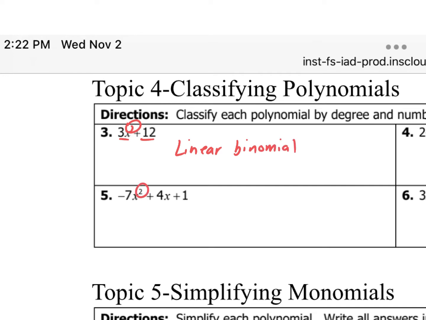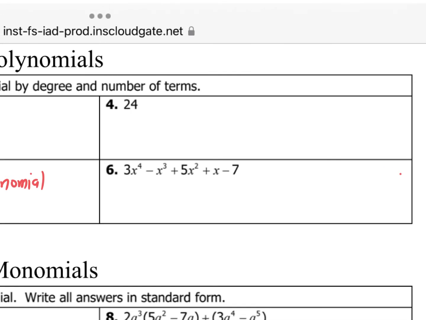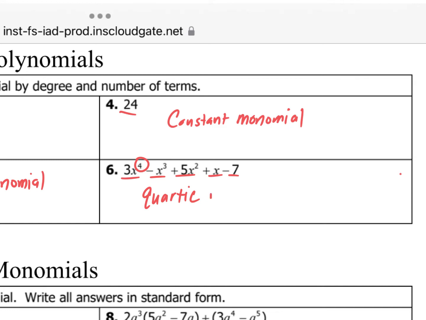Number 5, the highest exponent is 2, so that's quadratic. And there are 1, 2, 3 terms, so that's a quadratic trinomial. Those are the ones we're going to study in our next module. All right, no exponent, that means it's a constant. And there's only 1 term, so this is a constant monomial. And number 6, the highest exponent is 4, so that is a quartic. And there's 1, 2, 3, 4, 5 terms, so that's a quartic polynomial.